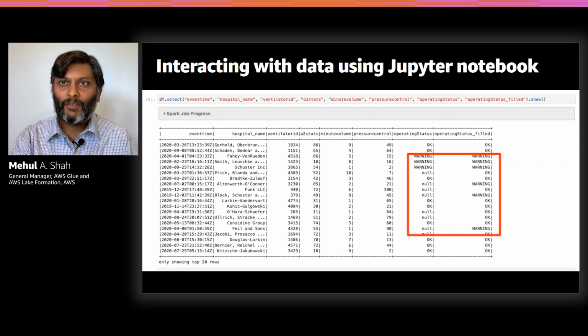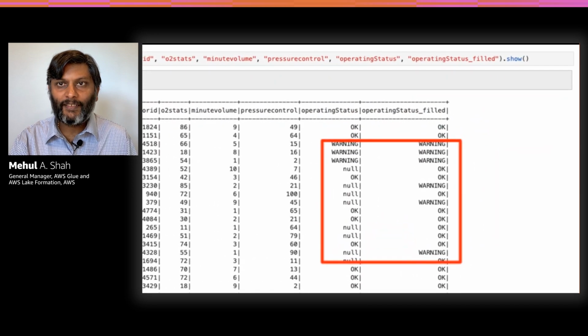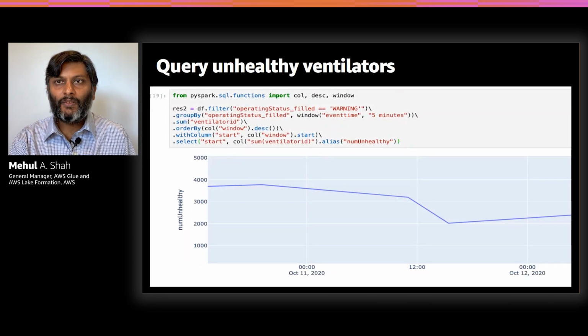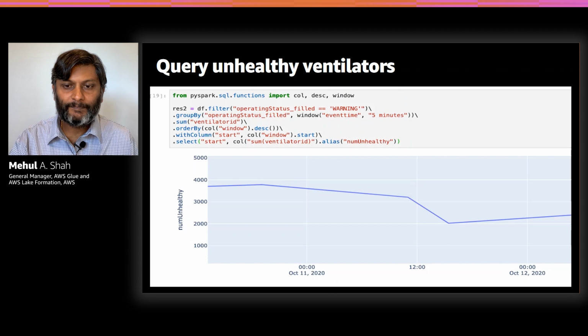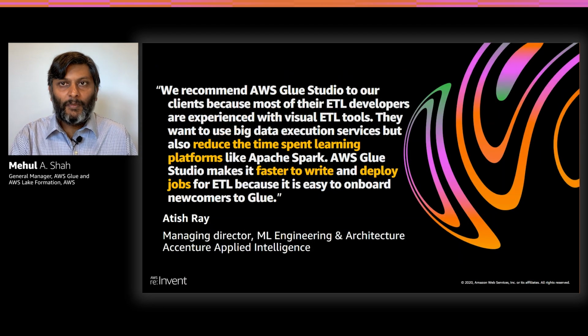You can also attach a notebook to quickly analyze the data using Glue that's sitting in your S3 buckets. In this case, what we're showing you are the missing values that were imputed. You'll see that the nulls have been turned into OKs or warnings based on the other column values that you see on the left-hand side. And then through those notebooks, you can also run analyses. In this particular case, you're running a 5-minute window analysis showing you the number of unhealthy ventilators in that 5-minute window. And you can run this on a continuous basis.